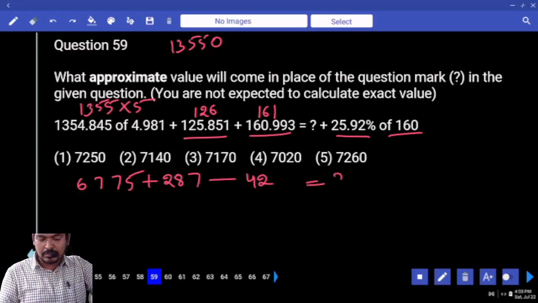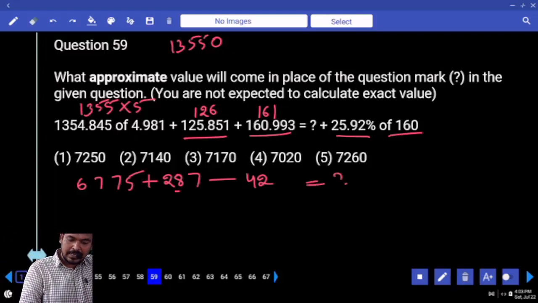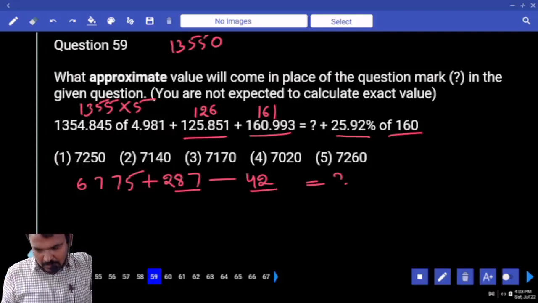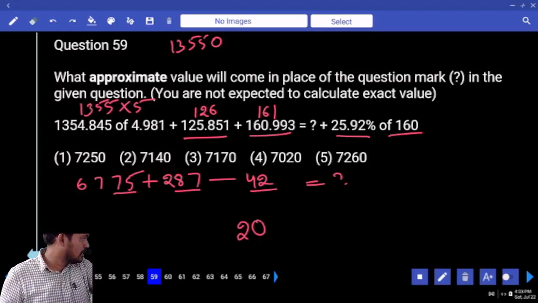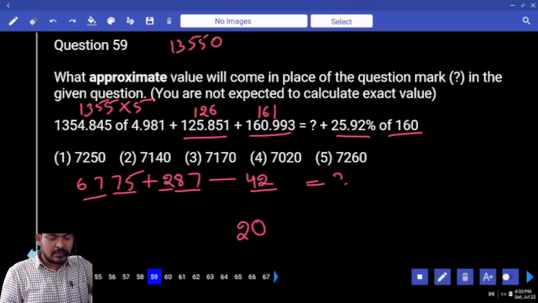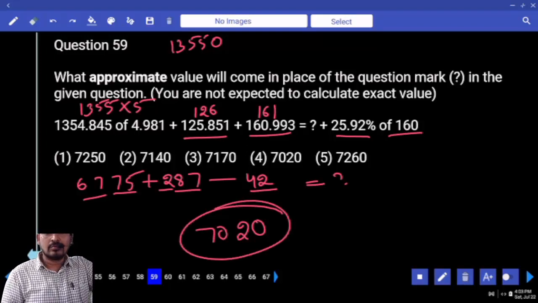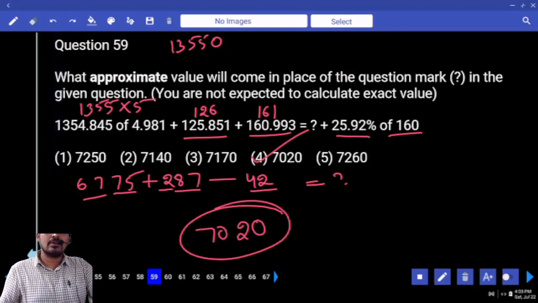It is equal to something. First 87 minus 42, 45. 75 plus 45, ends with 120. 20 write, carry value 1. 67 plus 1, 68 plus 2 means 70. Total it is 7020. What is the nearest value? 7020.